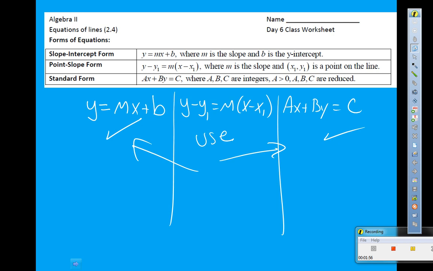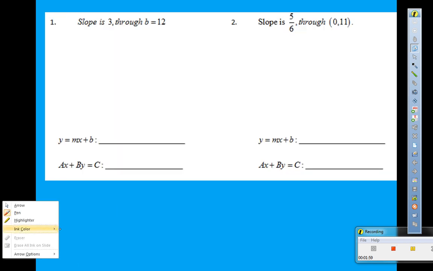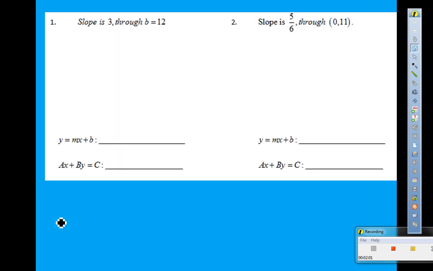So if you will, look over to your number 1. I'm going to switch ink color real fast. We're going to write the equation of a line whose slope is 3 that goes through the point (0, 12). The y-intercept is 12. And we're going to put it in slope-intercept form and standard form. If you remember back 2 days ago, this is what I referred to as our type 1. You're given the slope and you're given the y-intercept.